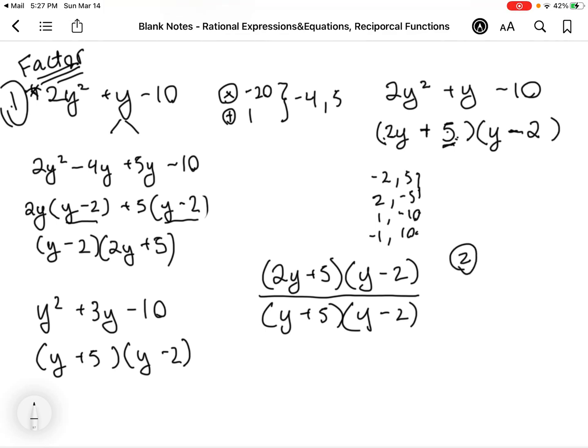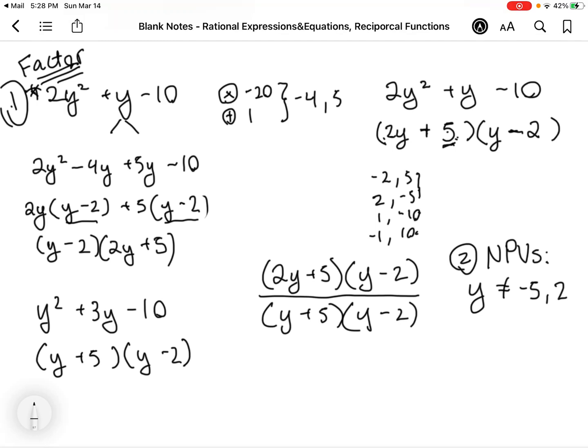Second step, non-permissible values. Okay, and for the non-permissible values, you only look to the denominator because, again, it doesn't matter if the numerator is 0. The numerator is allowed to be 0. Okay, so in the denominator, what value of y would make the denominator 0? From the first factor, it would be negative 5, and from the second factor, it would be 2. So y cannot equal negative 5 and 2. That's the second step.